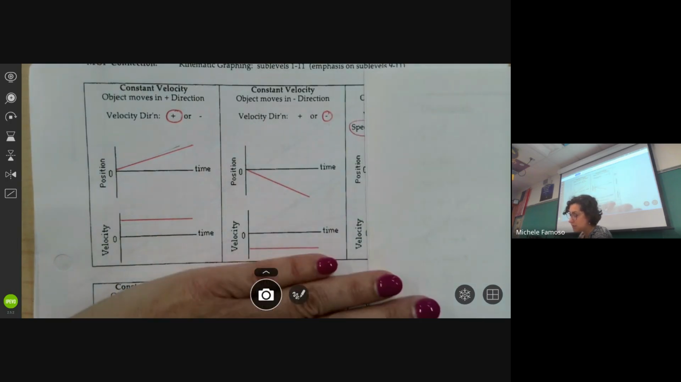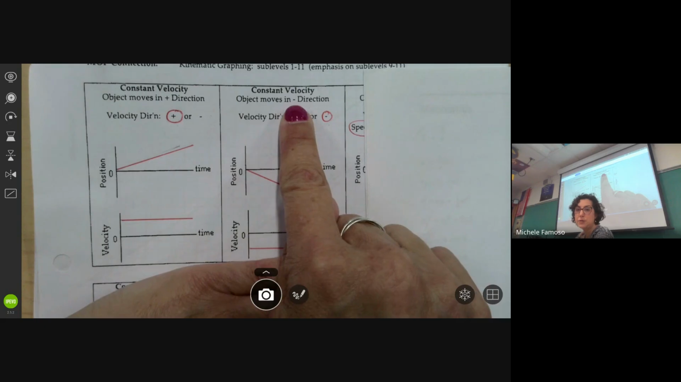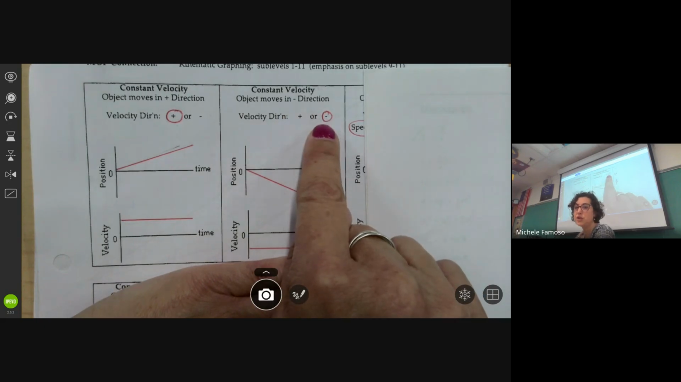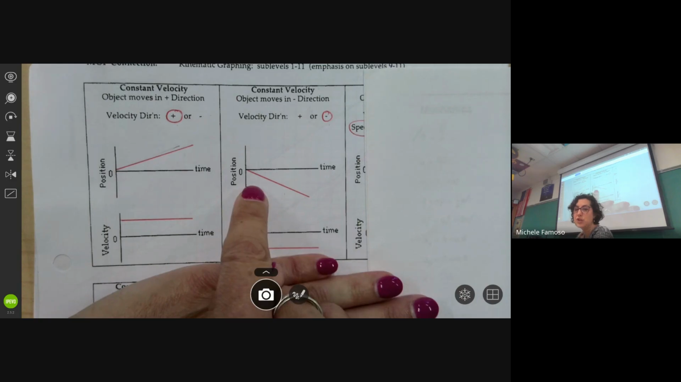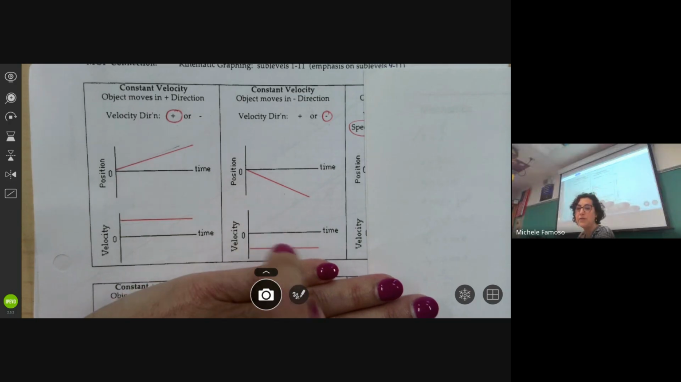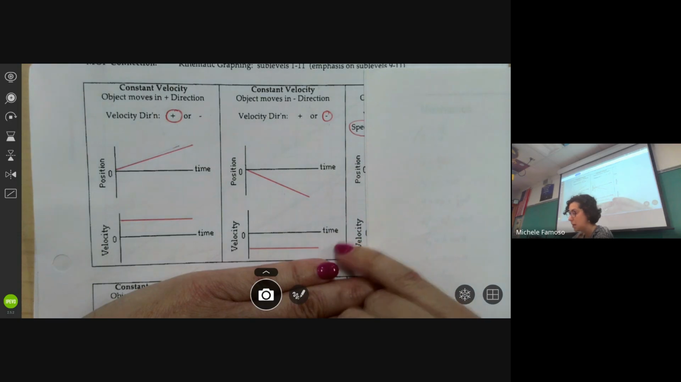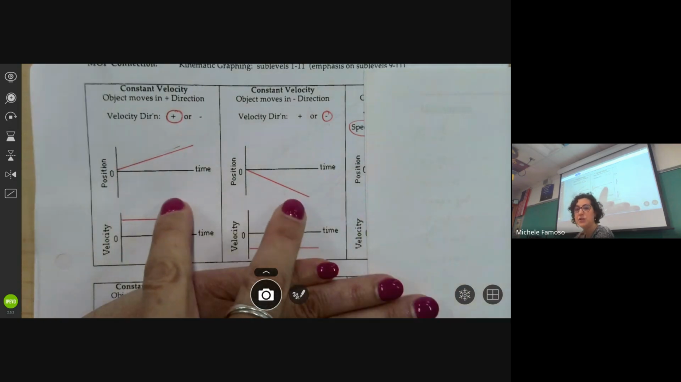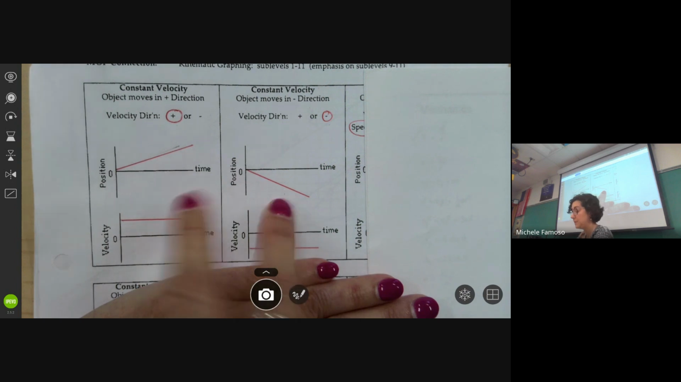If I have a constant velocity as I move in the negative direction, that means the velocity direction is negative. So my position graph should be a diagonal line with a negative slope, and my velocity graph should be a horizontal line down in quadrant 4. Again, these two sets of graphs are on tomorrow's test.